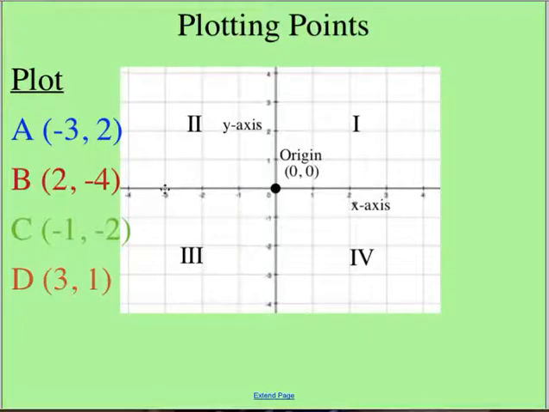Point A is at -3, +2. So -3 is to the left, +2 is up. So this point A is in quadrant 2. Point B has a positive x value, so I'm going to go to the right, and then a negative y value, so I'm going to go down. This is in quadrant 4. Point C has a negative x and a negative y, so I'm going to go left 1 and then down 2, and that's going to bring me to point C in quadrant 3. And then point D has a positive x and a positive y at 3, 1.